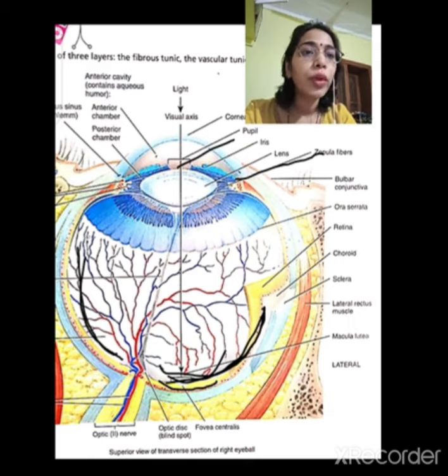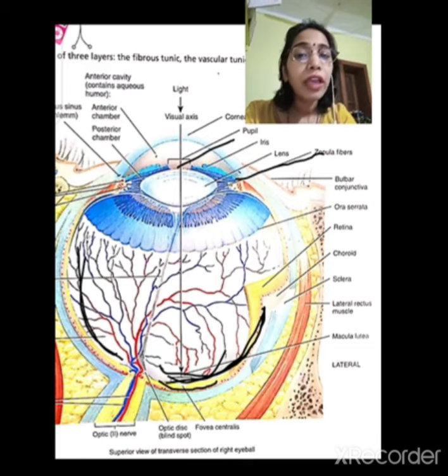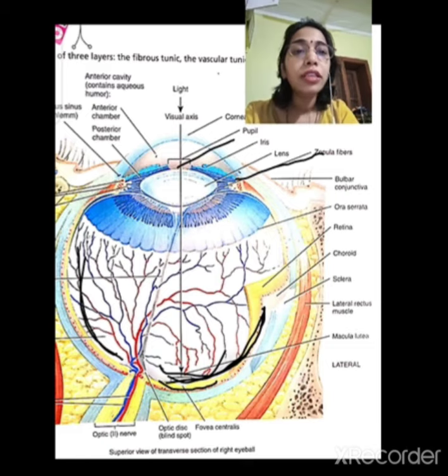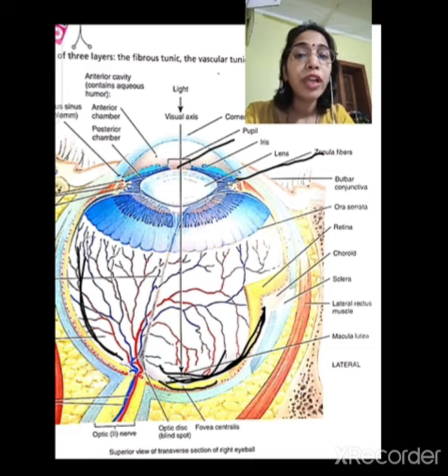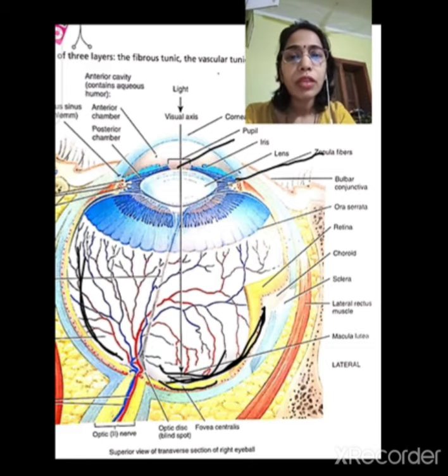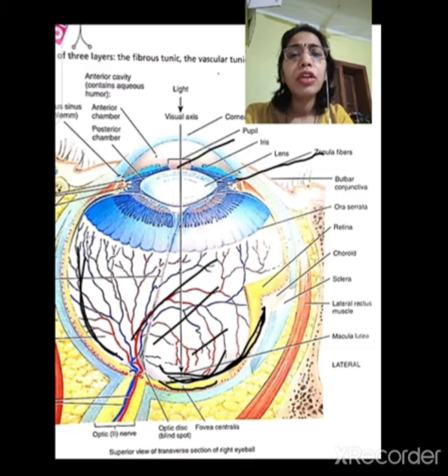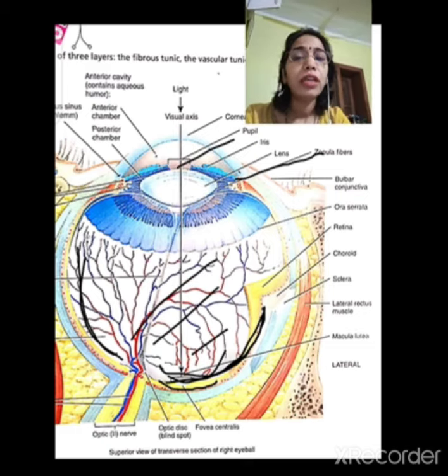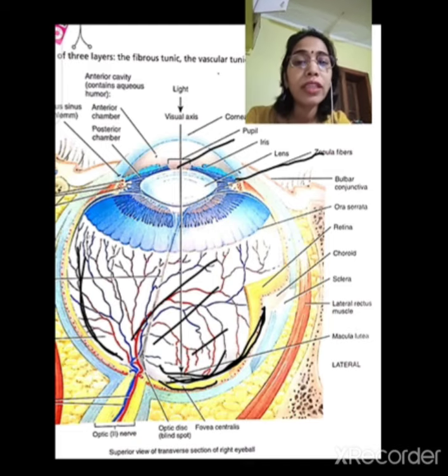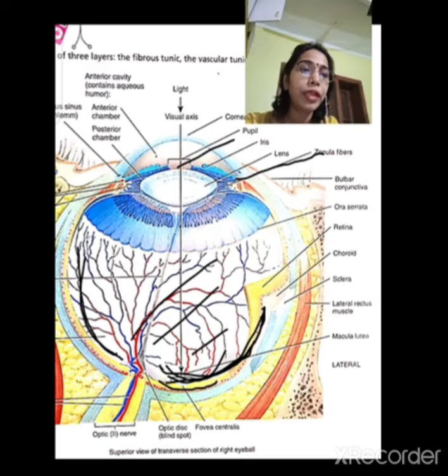The instrument provides a magnified image of the retina and its blood vessels, as well as the optic nerve, that is the second cranial nerve. Through the pupil they are able to see the retina, the optic nerve, and its blood vessels. These are the various blood vessels present in your eyeball, and inside is your retina.